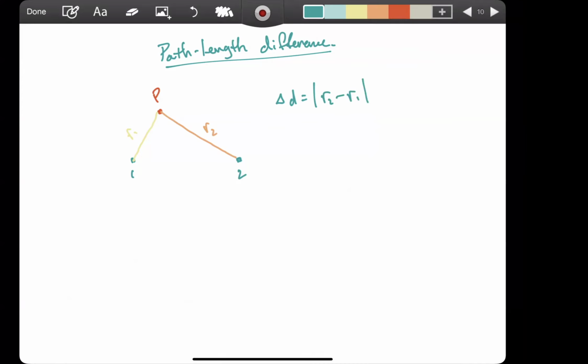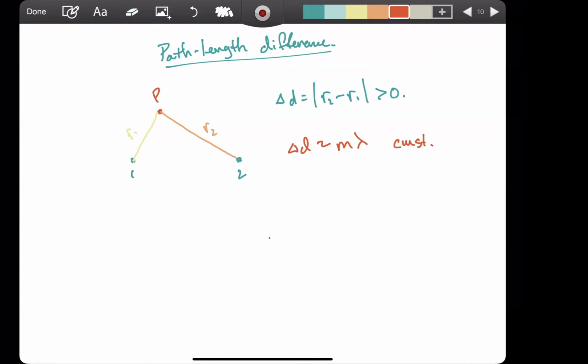So if R2 is greater than R1, of course, I can drop the absolute values. But if R1 is greater than R2, I have to put in the absolute values, or I just switch the order and take R1 minus R2. This always has to be positive. Now, it turns out that if the path length difference between the two is an integer multiple of the wavelength, so if delta D equals some integer m times the wavelength, this is going to give me constructive interference.